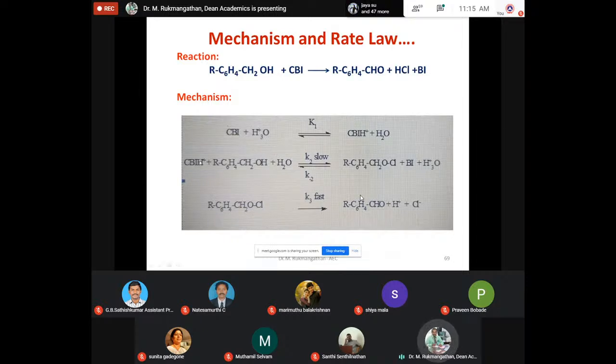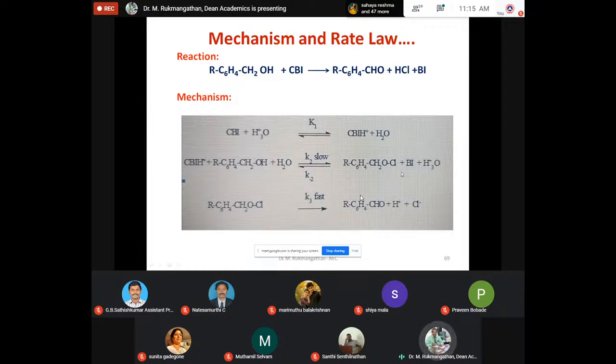Okay, so there is the interaction between the CBIH plus ion, the dipole in this ion, and the neutral molecules in the slow step of the reaction. So in the slow step of the reaction mechanism, there is the interaction between ion and the dipole, which we have confirmed with the help of the acetic acid study as well as the Bunnett-Olsen plot.